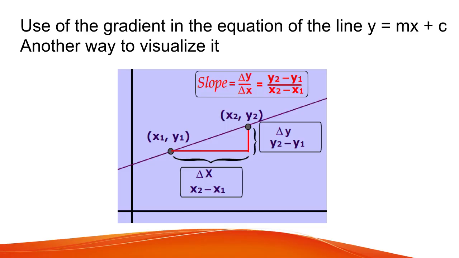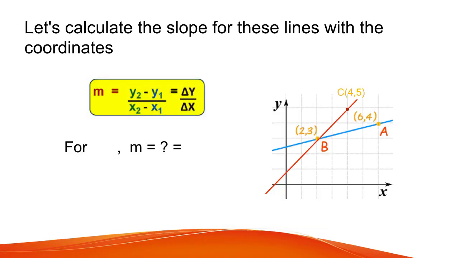Let us calculate a slope for these lines with the coordinates. At A, the x coordinate is 2 and the y coordinate is 3, so 2, 3. At B we have 6, 4, and at C we have 4, 5.